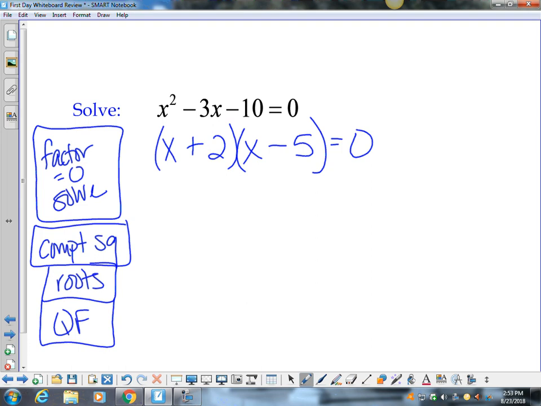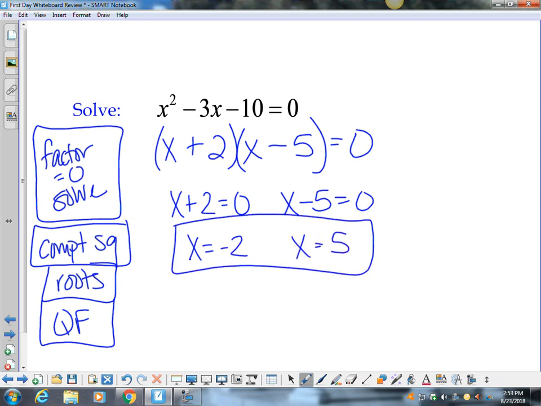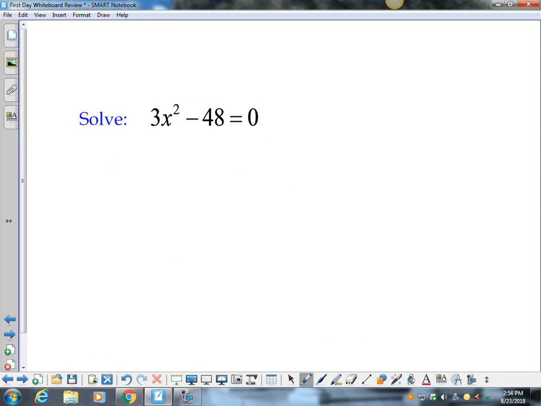Keep it set equal to 0, and you can do this part in your head. I'm just showing what you're doing. Set each one equal to 0 and solve it. So those are his two solutions. And I know I talked about this in class, but if he has a power of 2, he should have 2 solutions. If he has a power of 5, he should have 5 solutions. That power tells you how many solutions he should have.